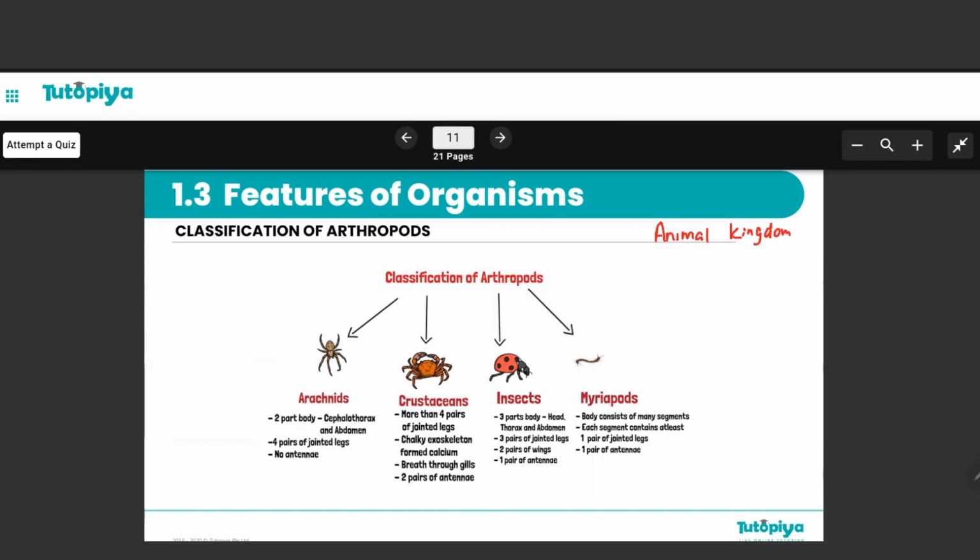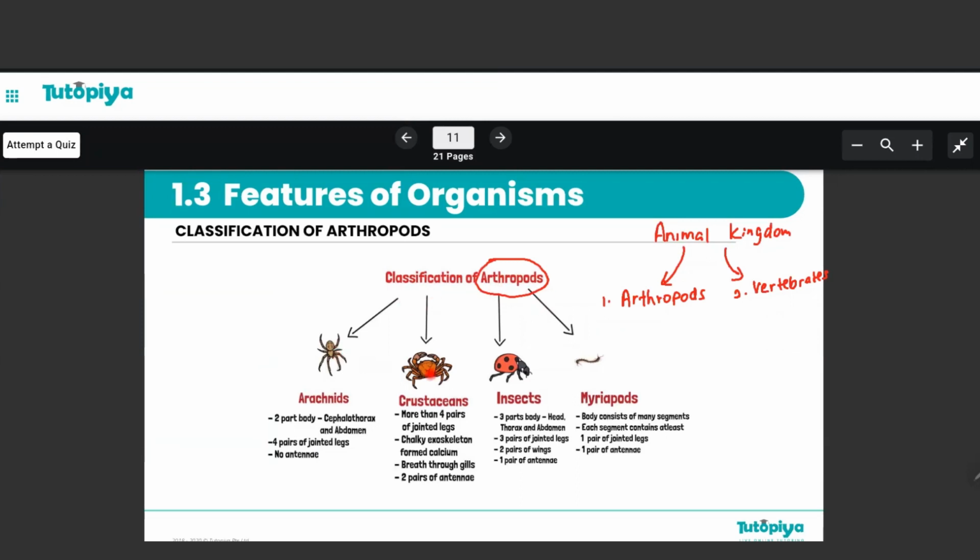So when we talk about the animal kingdom, there are actually 2 main groups that we're going to be talking about. There are a group of animals called the arthropods, which is basically discussed in this slide over here. And there's another important group of animals called the vertebrates, which is actually discussed in the next slide. So let's first start with the arthropods. We're going to be learning about these animals called the arthropods.